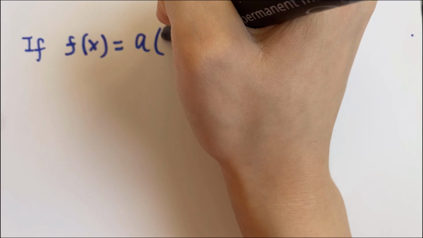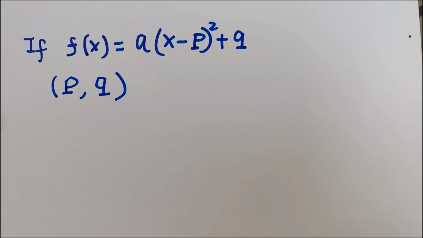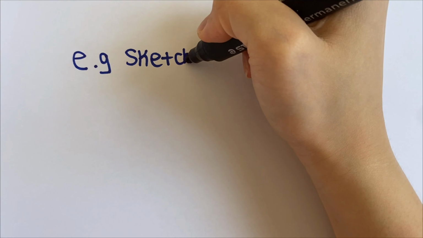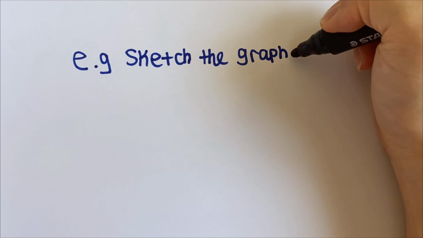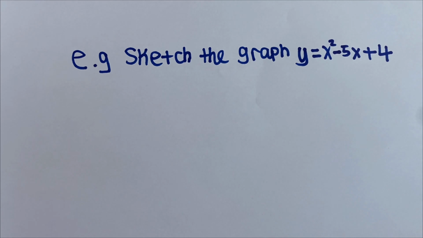And in order to find the exact coordinates of the turning point, you need to write the equation of the graph in completed square form, in which p and q will be the coordinates of the turning point. And let's take a look at an example in which we have to sketch the graph of y equals x squared minus 5x plus 4.